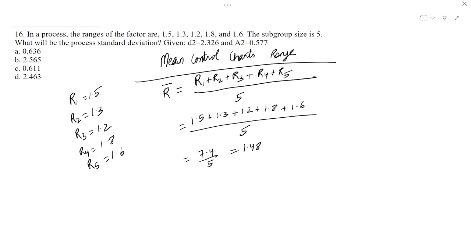Now the subgroup size is given as 5, and it is asking for the possible standard deviation. Given D2 is equal to 2.326, A2 is equal to 0.577.